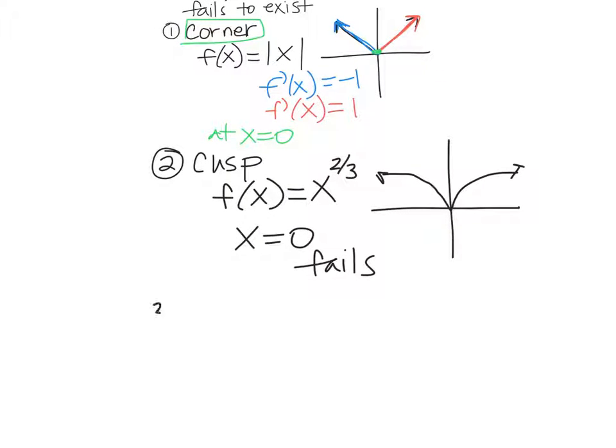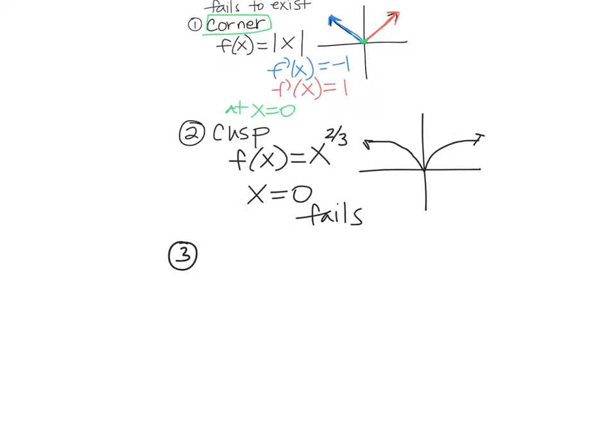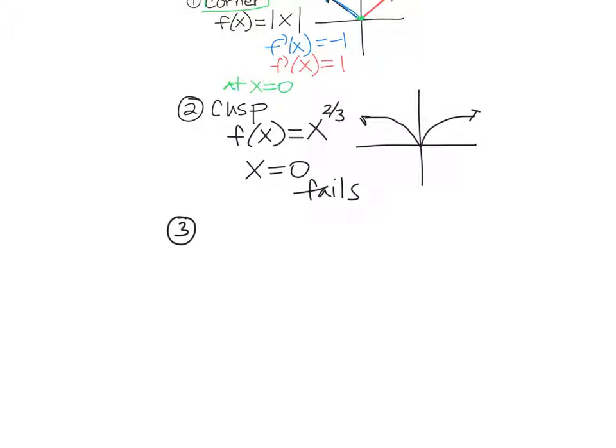All right, number 3, halfway there. The third one is a vertical tangent. What is the slope of a vertical line? That's a trick question, isn't it? Undefined. Okay?